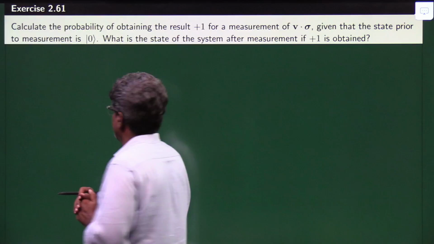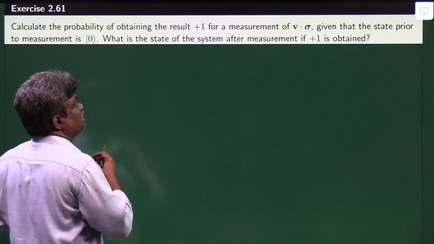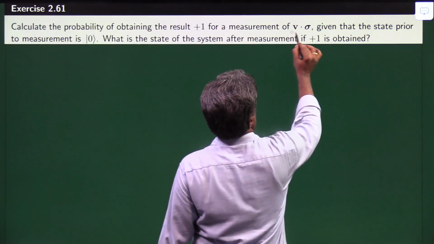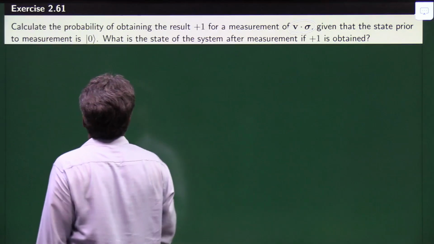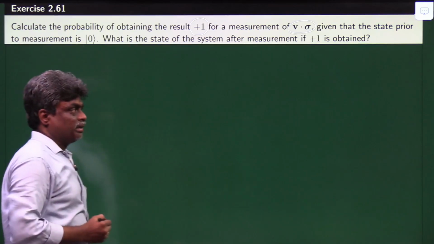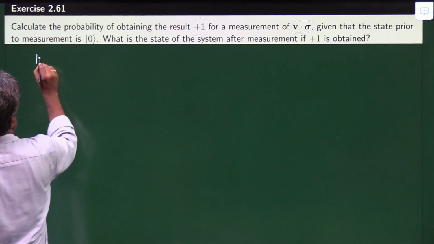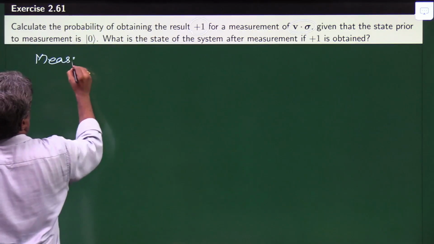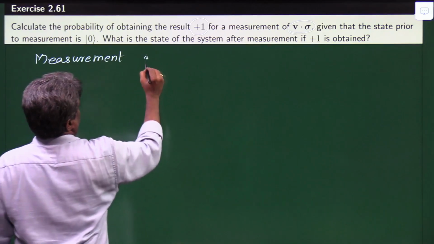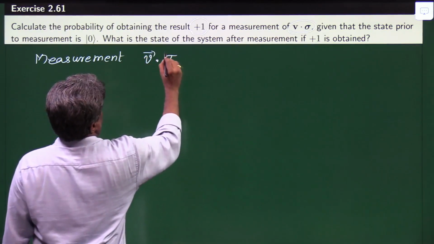Okay, so here two things. First, what is our measurement? Our measurement operator is V bar dot sigma, and we need to get the result plus 1. Okay, so first let me take the measurement operator. So this is the measurement V bar dot sigma bar.